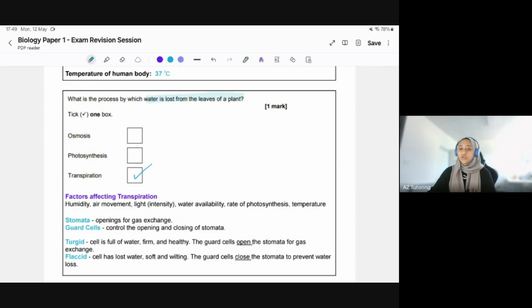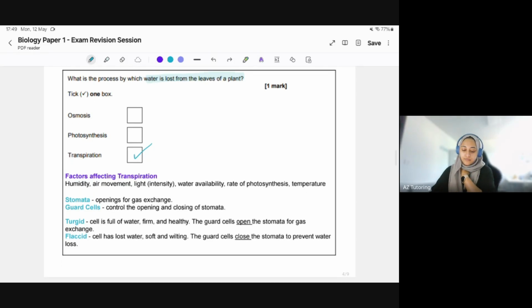It's not osmosis, because osmosis is the movement of water particles from a high concentration to a low concentration through a semi-permeable membrane. This water is not lost through a semi-permeable membrane. It can be lost by evaporation because of the light intensity. It could be lost because maybe you've not watered the plant enough as well, for example. Maybe there's too much photosynthesis happening because the temperature is quite high. So it's not osmosis, it's transpiration. So make sure you understand each factor affecting transpiration.